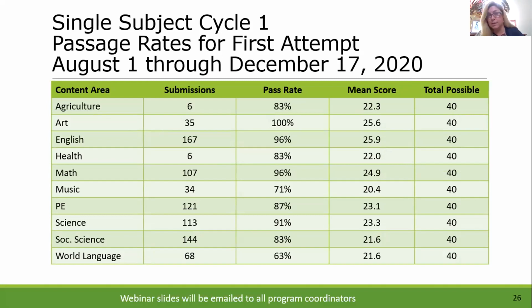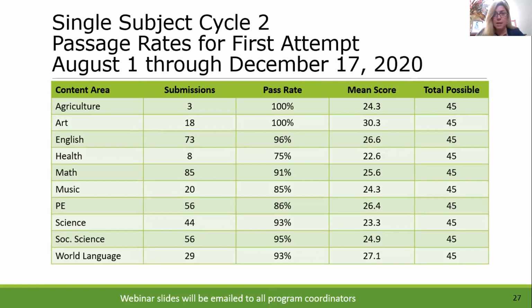We'll now look at the next slide, which is the same data, but now for cycle two. And just like we saw in cycle two for multiple subjects, cycle two for single subject also performs a little bit higher. Candidates are passing at a higher percentage again on cycle two than on cycle one. So I'll pause and just let you take a look at that data. All right, let's move on.